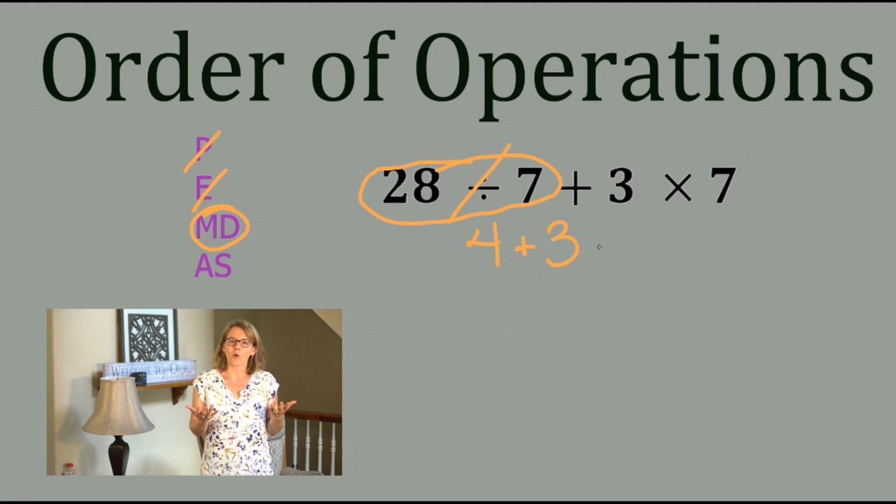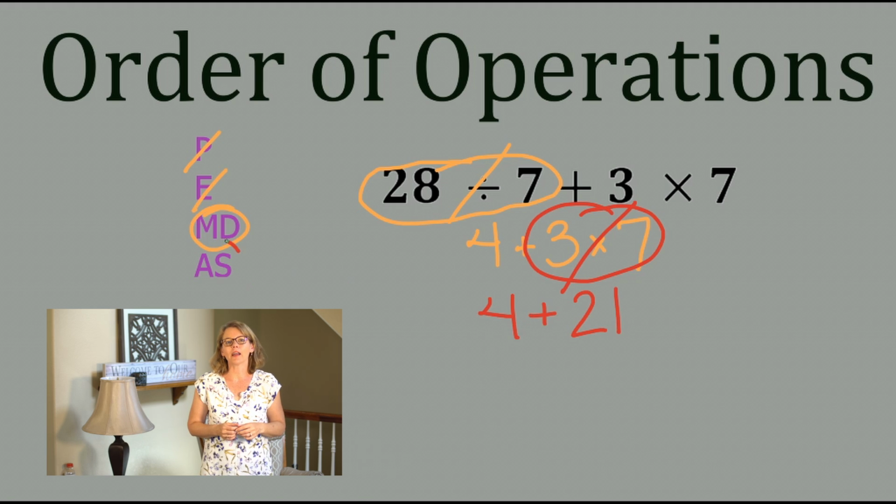Now we have 4 plus 3 times 7. Let me rewrite that here. It is so tempting to do 4 plus 3 now. It would make this so easy, but hold steady to the rules. Next, we do 3 times 7 equals 21. Drop that down, 4 plus 21, for a final answer of 25. Great.